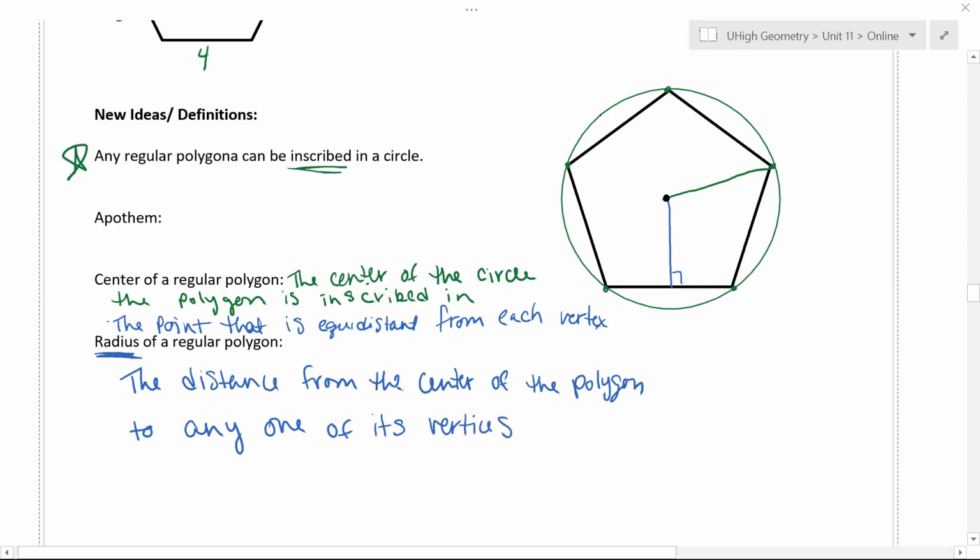So if I'm looking at this image here, my radius is going to be this distance here that's going from the center out to the vertex. I'll just make that point a little bit bigger so that we can see it.